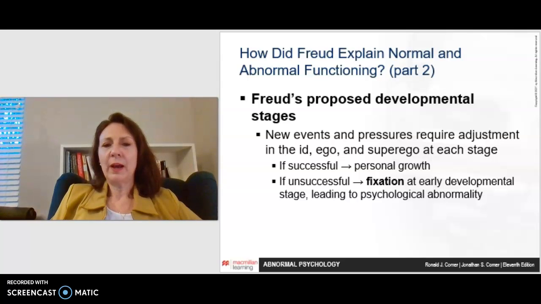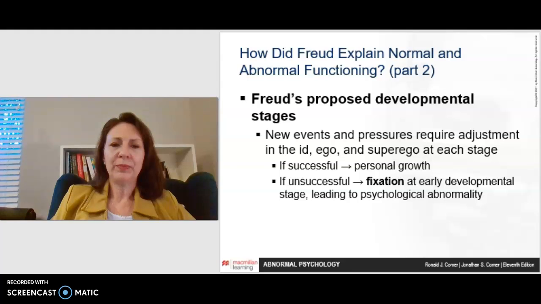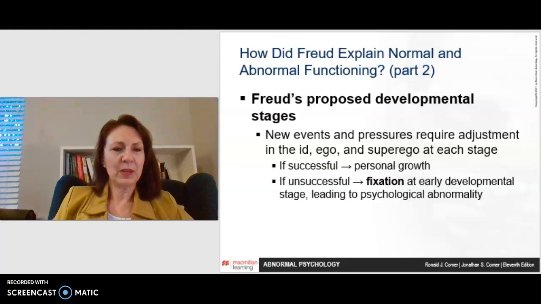He said that, in addition, new events and pressures are always occurring as we develop from the time we're tiny. And if we're successful going through each developmental stage, we'll have personal growth. And if we're unsuccessful, we will have fixation. And that leads to psychological problems.